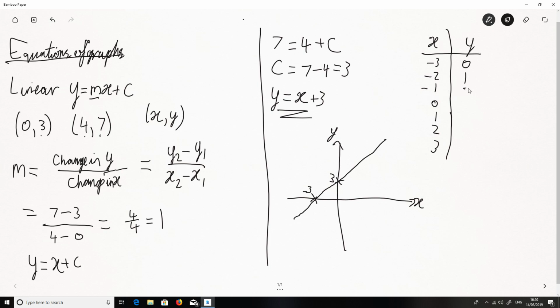At -1, y is equal to 2. At 0, y is equal to 3. And then it goes 4, 5, 6. So just substituting in each one gives you a list of values which you can use.